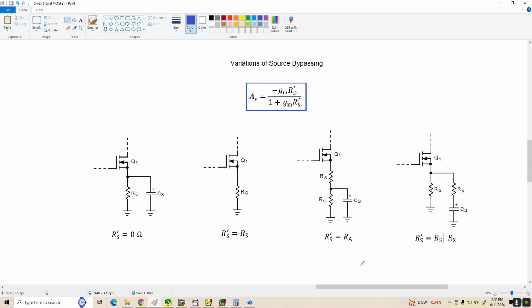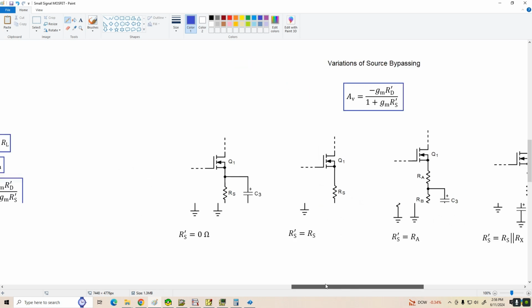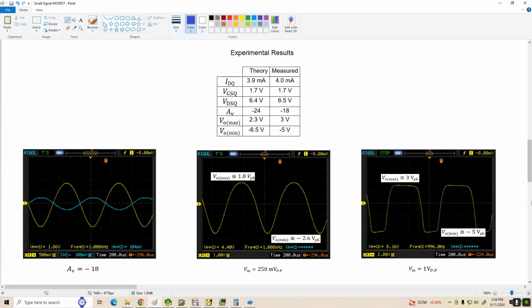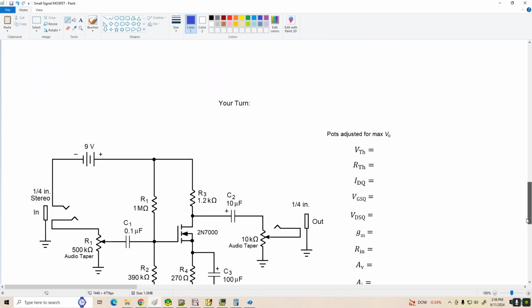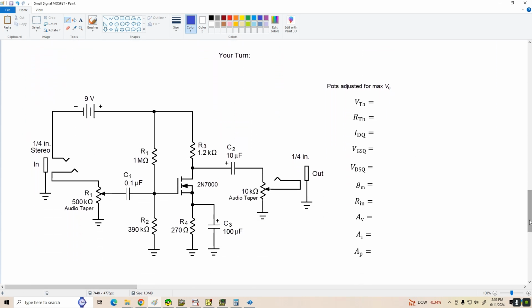All right, and I'm going to leave you with a homework problem again. This time we've got a 2N7000 biased up as a Class A amplifier powered by a 9-volt battery, and we're using power switching via the input jack. We've seen that before, and all I want you to do is determine the usual amplifier parameters, assuming our pots are maxed out so we get maximum output voltage.